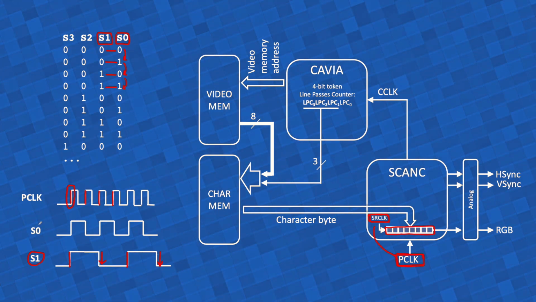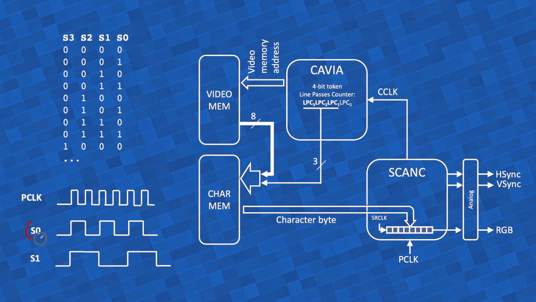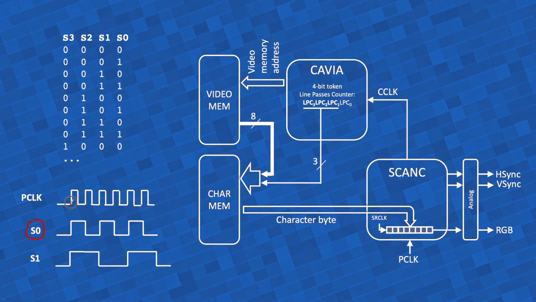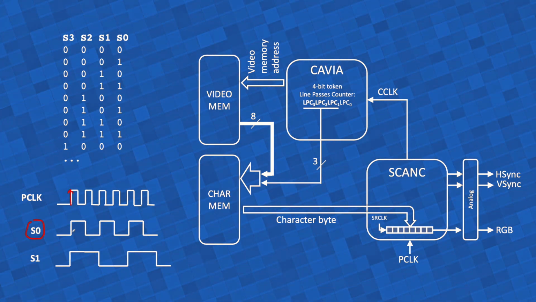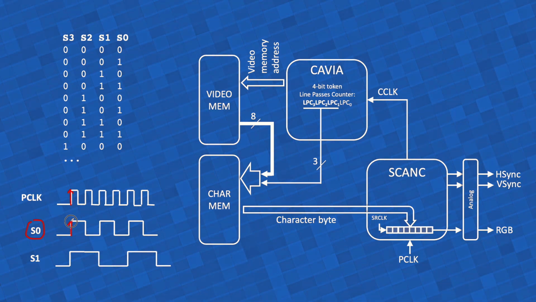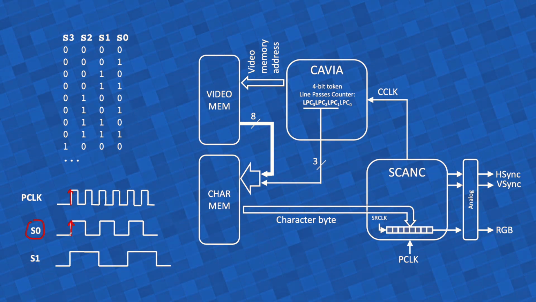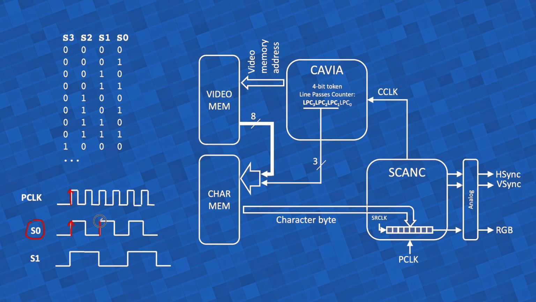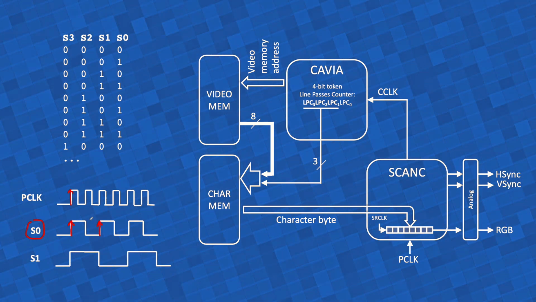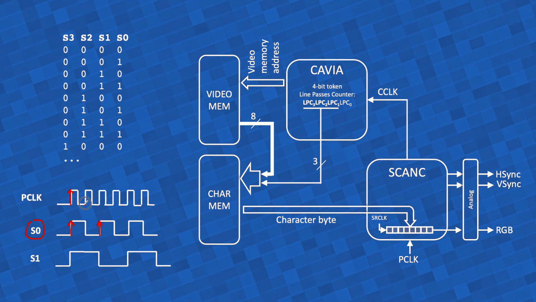So S0 is the correct state to take, because you see there is a rising edge of the pixel clock and S0 is rising here. When is the next time S0 will rise again? It's here. How many pixel clock ticks will we have had until that point? 2.